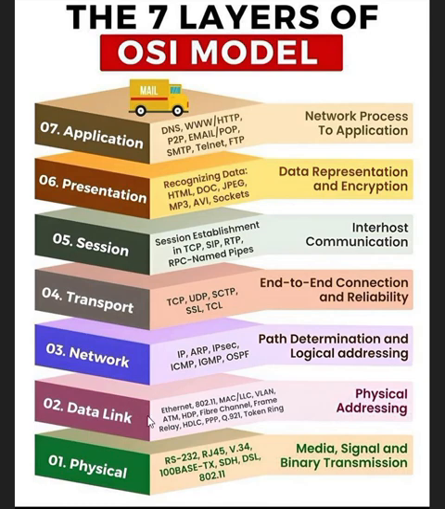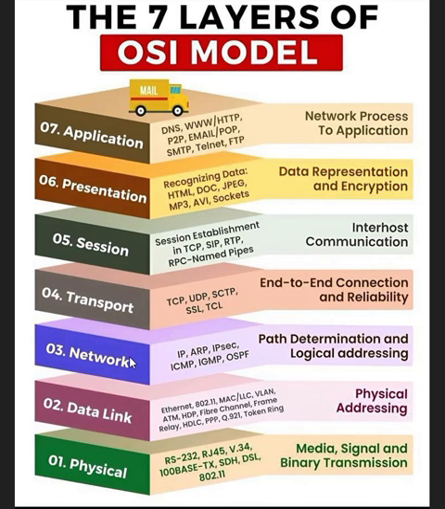Layer 2 is the data link layer. This layer handles communication within the local network. It uses MAC addresses to identify devices and ensures frames are delivered on the same network. Switches operate mainly at this layer.